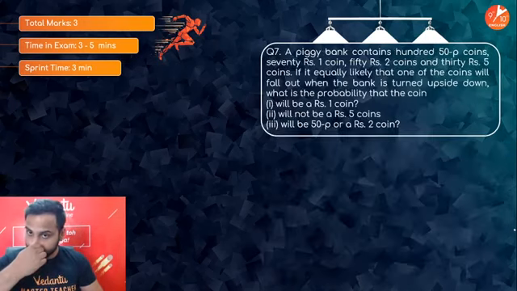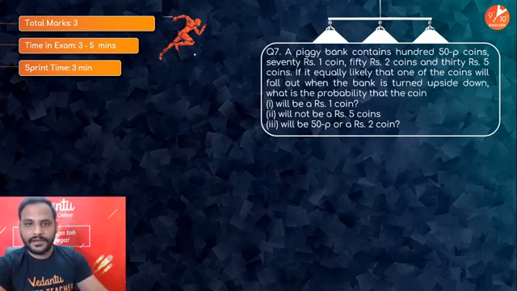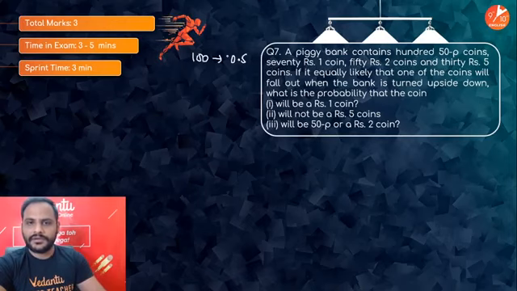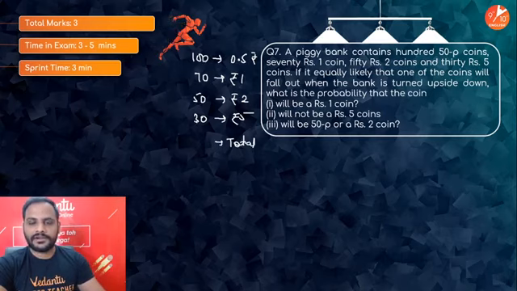Next question. A piggy bank contains 100 fifty paisa coins, 70 one rupee coins, 50 two rupee coins and 30 five rupee coins. So 100 coins of 50 paisa, that is rupees 0.5, half rupee, then 70 coins of rupees 1, 50 coins of rupees 2 and 30 coins of rupees 5. So how many total coins do we have? We have 70 plus 50, 120 plus 30, 150 plus 100, 250 coins in total.